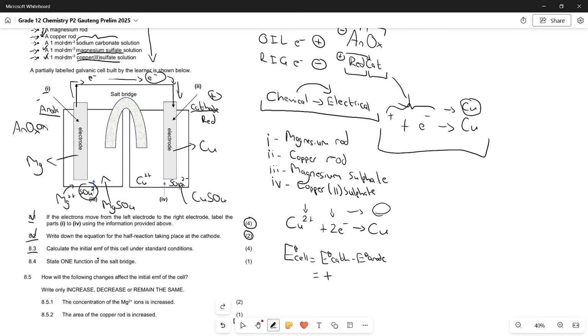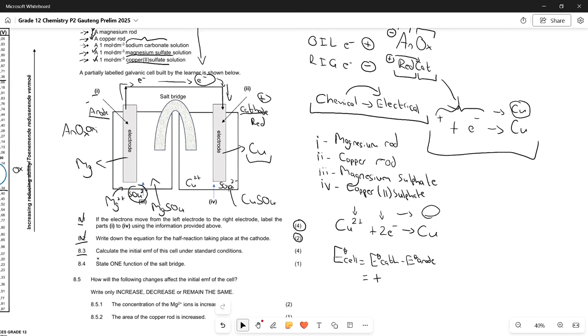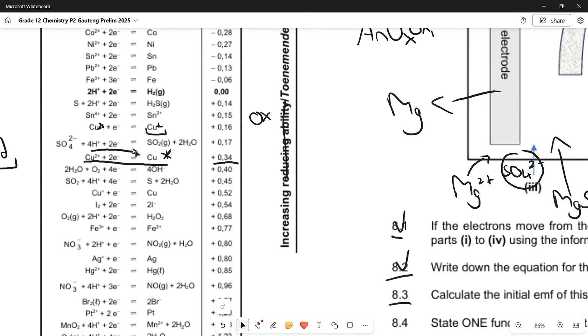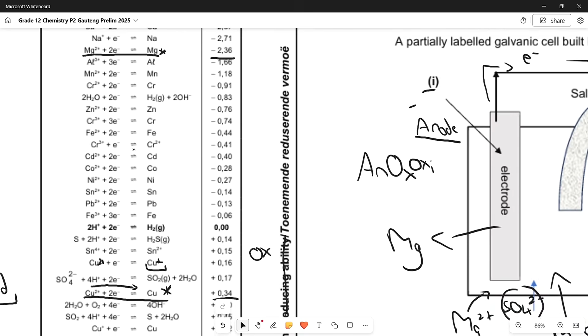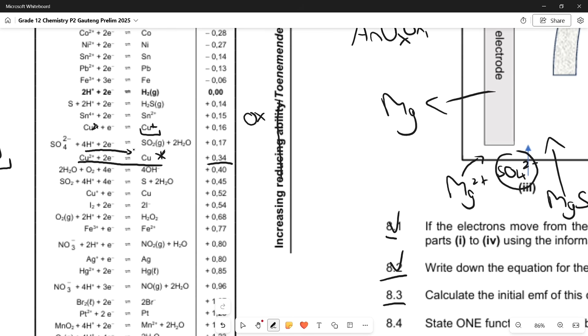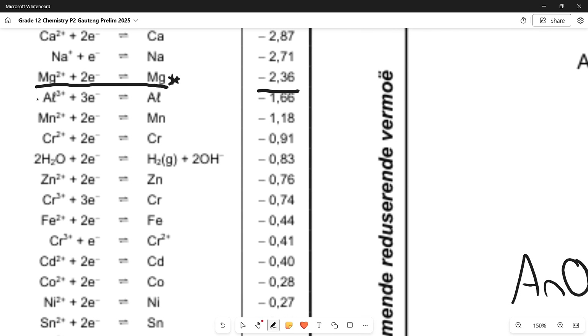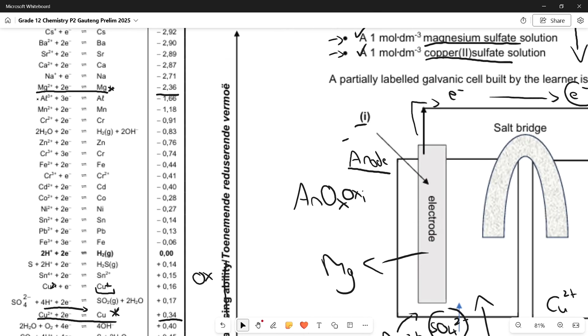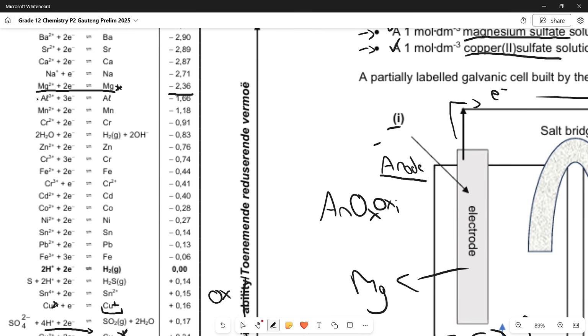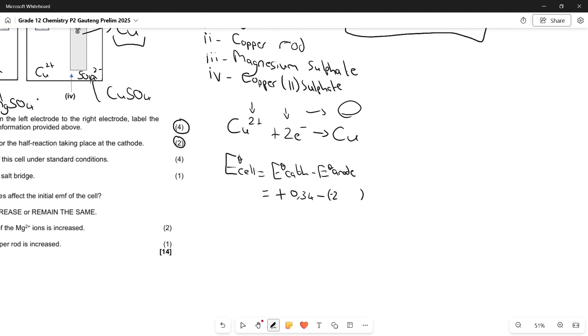Okay, so that means the cathode, we know we're looking at the copper. So if we're going to reference our table, we can see that the reaction of copper, Cu2+ + 2e- goes to Cu, has an electrode potential of 0.34. So we can write 0.34 and then minus, in brackets over here, because we're going to have a negative value for our magnesium, minus 2.36. So Mg2+ + 2e- goes to Mg, and we have negative 2.36. So minus (-2.36). Okay, which means we have 2.7 volts over here.